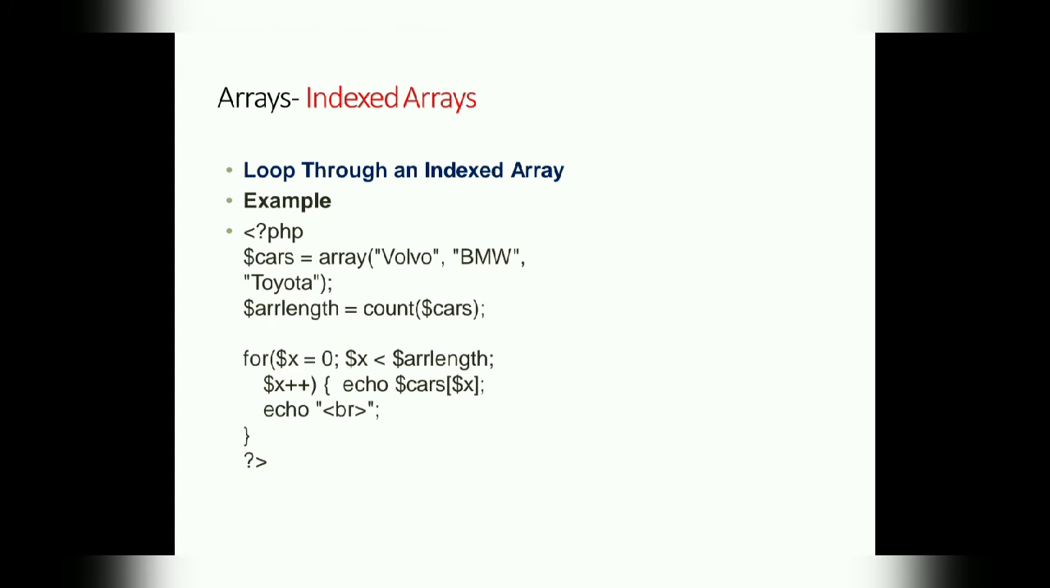So how it will be given: start the PHP script, and $cars will be holding the array of Volvo, BMW and Toyota, and with the echo we can directly use the function count and $cars, that is the variable name that is holding the array values. Okay, so it will give you the count or length of the array. Then, loop through an indexed array.